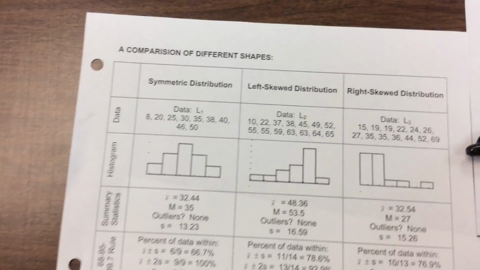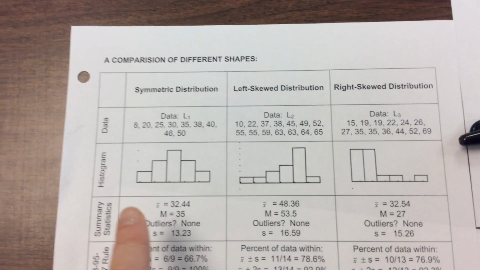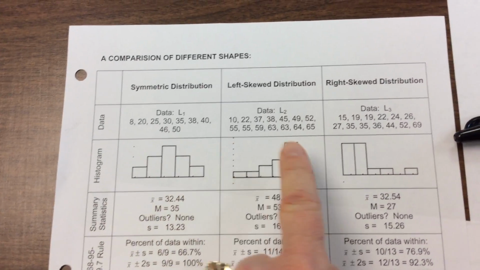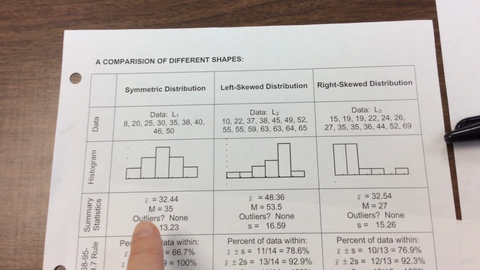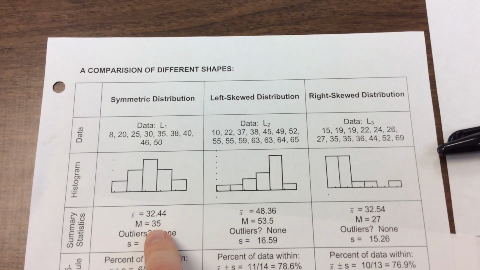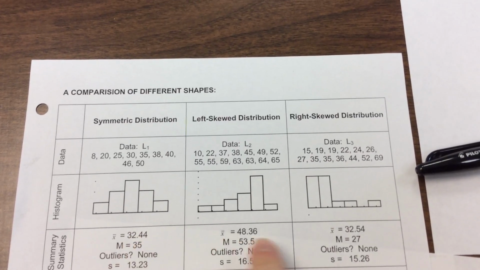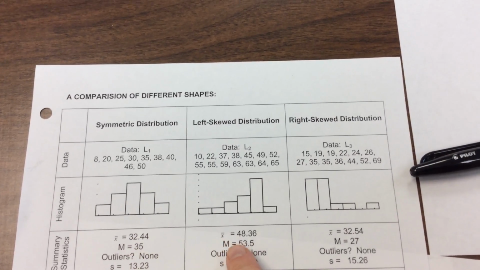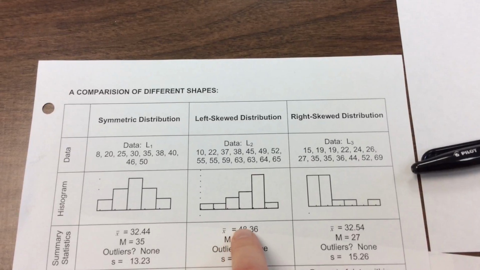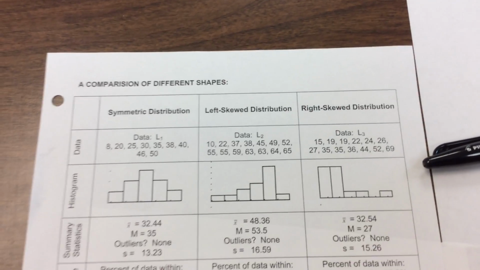All right, this is just showing you what different kinds of data look like. So here's symmetric, there's a left skewed, there's a right skewed. Another thing to note that we didn't emphasize is you can just remember from the first chapter, if things are symmetric, the mean and median are very close to each other, if not even the same. When there's a left skew, the mean is lower than the median. When there's a right skew, the mean is higher than the median, okay?